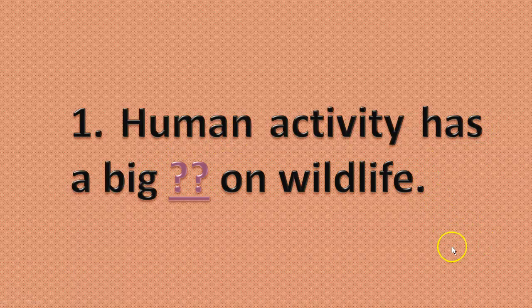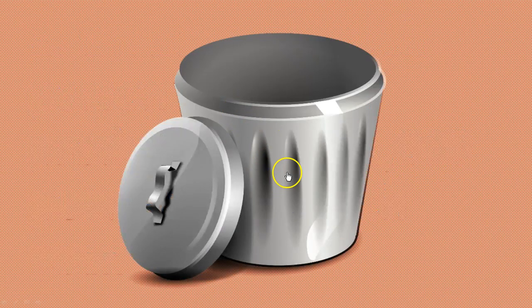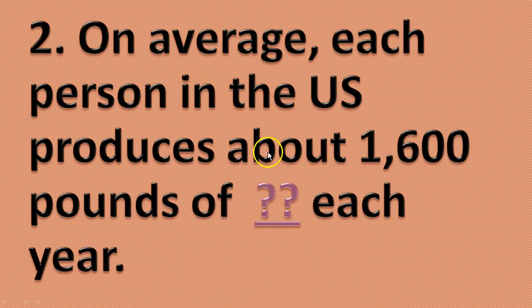Then I click on the background of the slide to go to the second sentence, which says, "On average, each person in the United States produces about 1,600 pounds of... each year." So they click on the question mark, and then they have this picture. So they guess the word trash. We click on the picture again, we go back to the sentence, and then students guess the word.